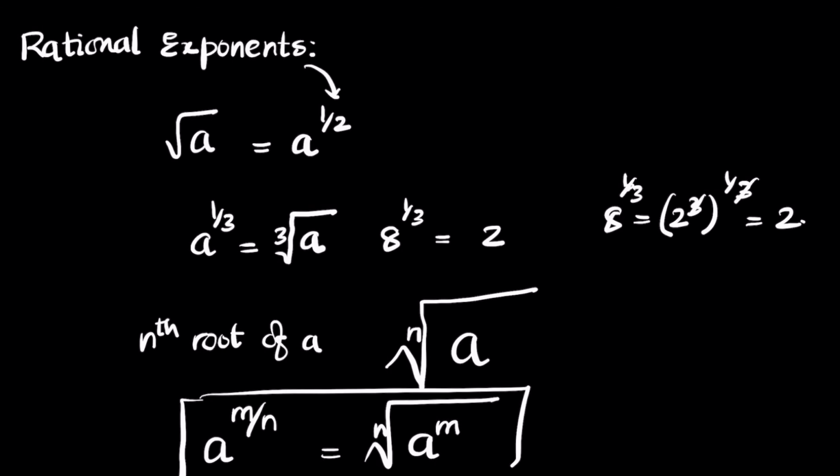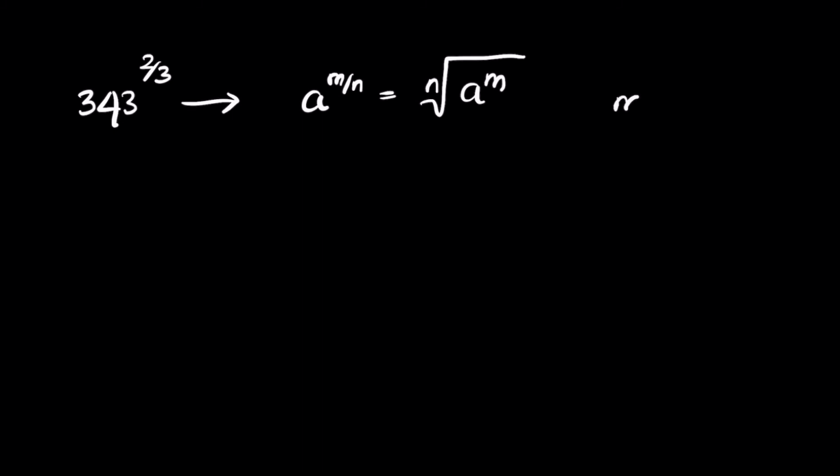Now in the same way, try finding the value of 343 power 2 by 3. So let's try and find this. So we know that a to the power of m by n can be written as nth root of a to the power m. So the m is 2, n is 3. So it becomes cube root of 343 square.